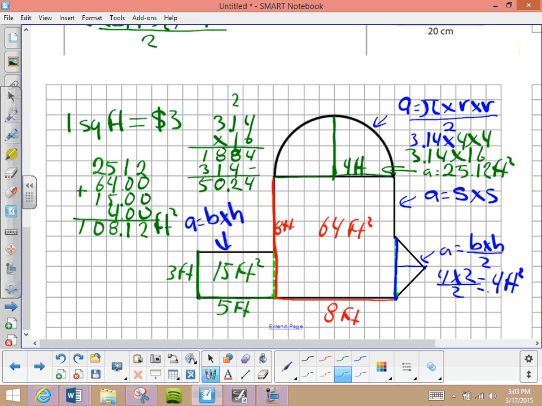And every square foot of that fake lawn is going to cost me $3. So if I have 108.12 square feet, how much would it be total? What do you do? Just multiply by 3, right? Sounds like common sense. 6, 3, that'll be 4, 2, 3. It seems like I will have to pay $324.36 for my lawn.